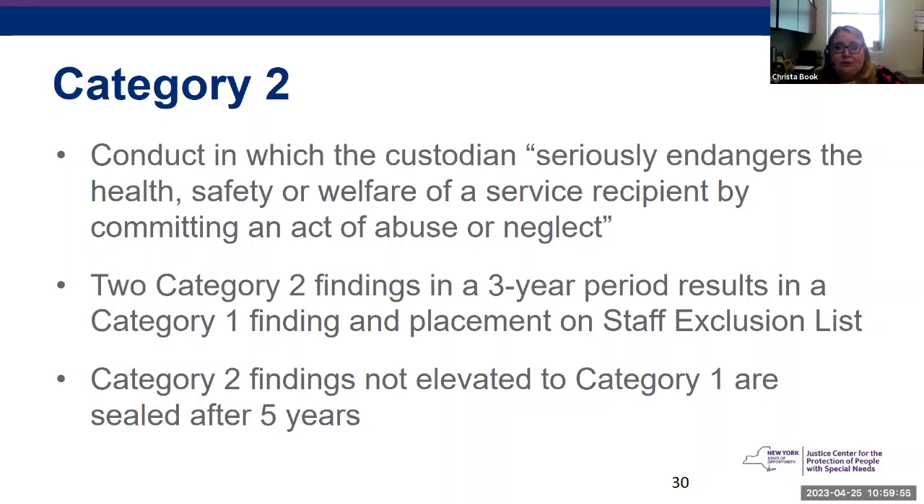So 2 category 2s in a 3-year period results in a category 1 finding and placement on our staff exclusion list. There's a very specific way that you have to calculate this and look at notice. So I can explain it more in depth if needed, but it's a little bit confusing as to how that time period runs. Category 2 findings that are not elevated to Category 1, they're sealed after 5 years.